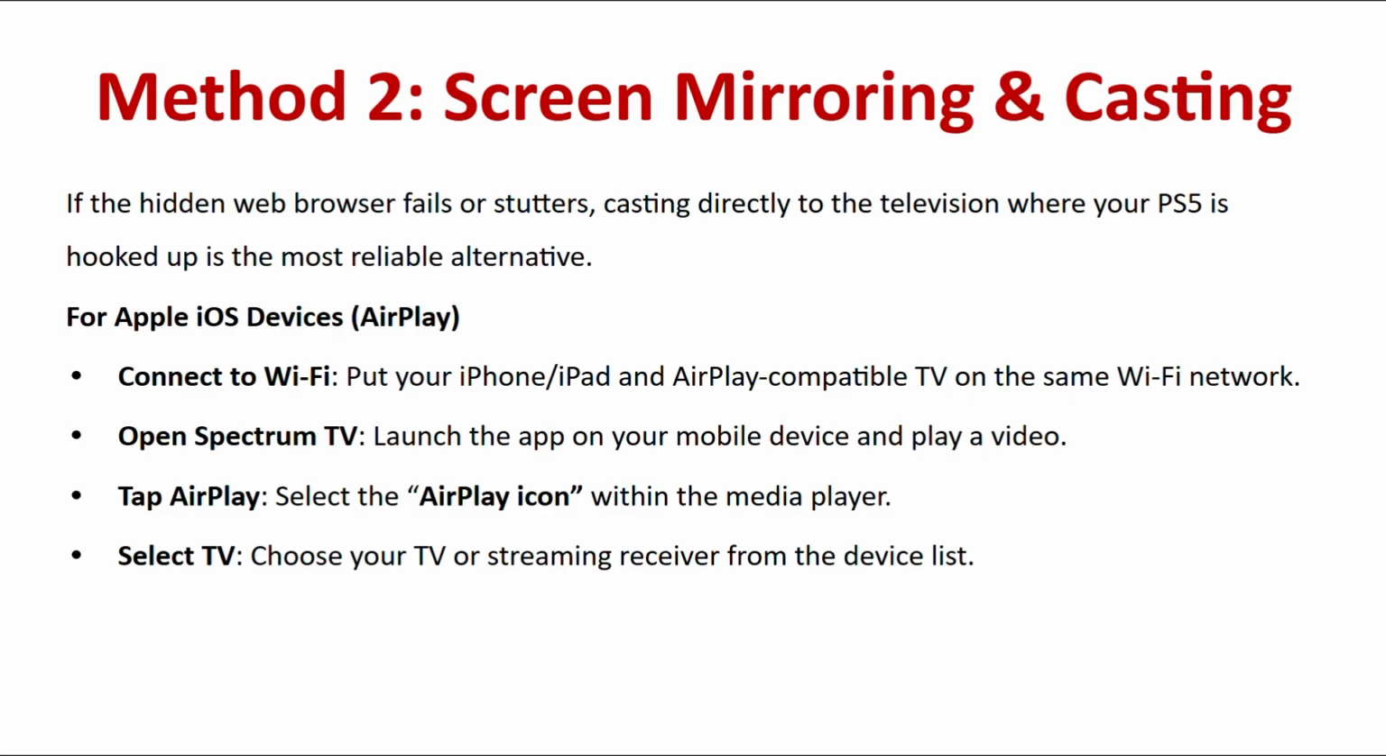For Apple iOS devices, AirPlay. Connect to Wi-Fi. Put your iPhone, iPad, and AirPlay compatible TV on the same Wi-Fi network. Next, open Spectrum TV. Launch the app on your mobile device and play a video. Tap on AirPlay. Select the AirPlay icon within the media player. Select TV. Choose your TV or streaming receiver from the device list.